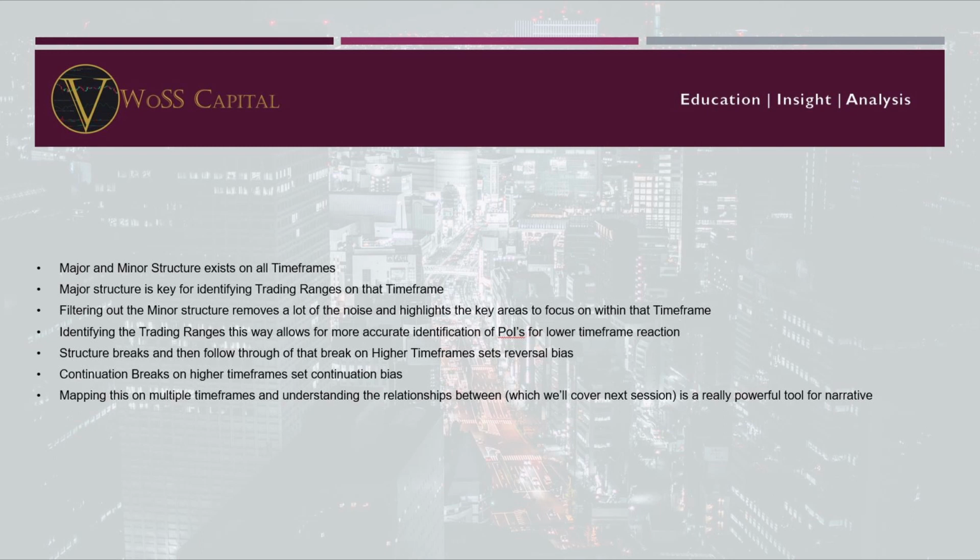If you're looking at a 1 hour chart or a 4 hour chart, but the daily chart is saying something different, then you would give more weight to the daily chart, and similarly if it was the weekly chart or the monthly chart, the higher time frame charts are the ones that always take precedent in terms of price movement, or certainly the way that I look at it. And similarly, the continuation breaks on higher time frames set a continuation bias for the lower time frame chart.